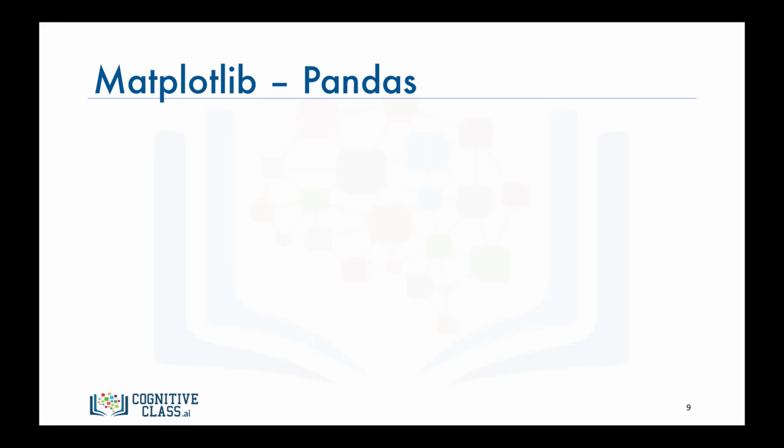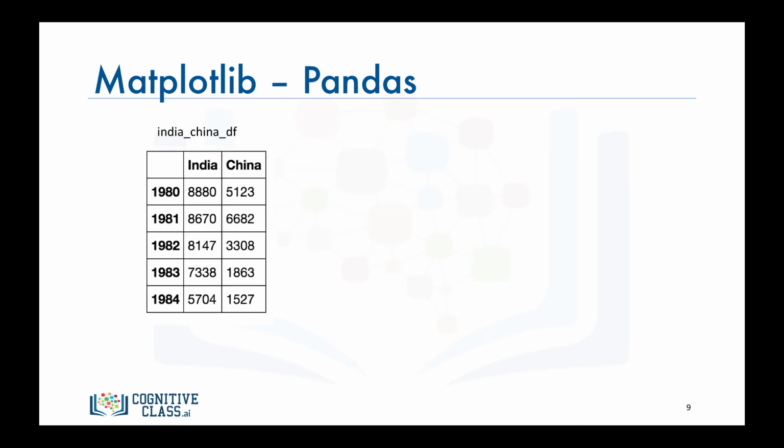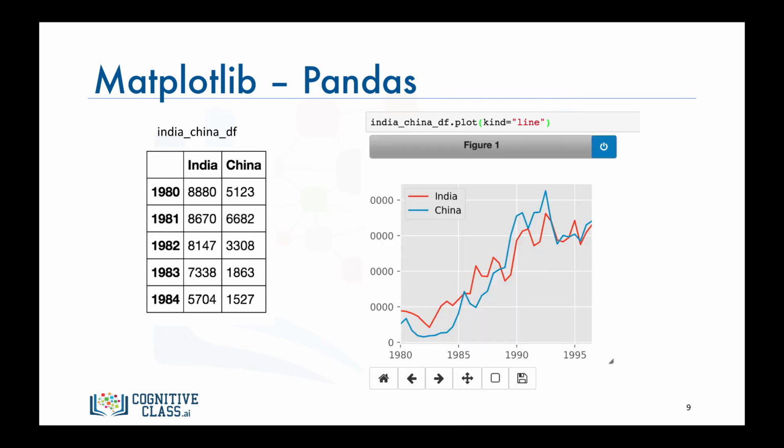Finally, another thing that is great about Matplotlib is that Pandas also has a built-in implementation of it. Therefore, plotting in Pandas is as simple as calling the plot function on a given Pandas series or data frame. So say we have a data frame of the number of immigrants from India and China to Canada from 1980 to 1996. And say we're interested in generating a line plot of these data. All we have to do is call the plot function on this data frame, which we called India_China_DF, and set the parameter kind to line, and there you have it, a line plot of the data in the data frame.